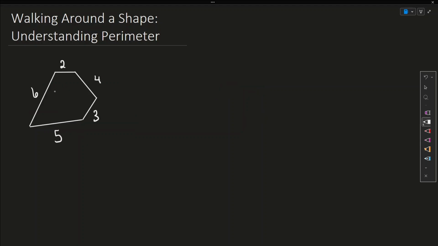Now, let's think about irregular shapes. Not every figure is a rectangle or a square. So let's suppose we have this irregular polygon with our side lengths labeled as 2, 4, 3, 5, and 6 units. So the perimeter, we would go along the 2 side, and then the 4, then the 3, then the 5, then the 6, which would give us a total of 20 units.